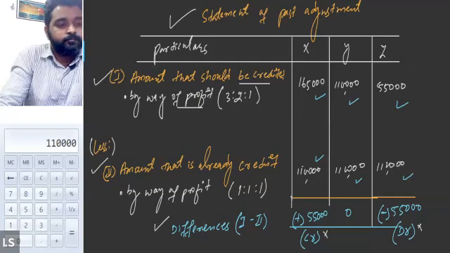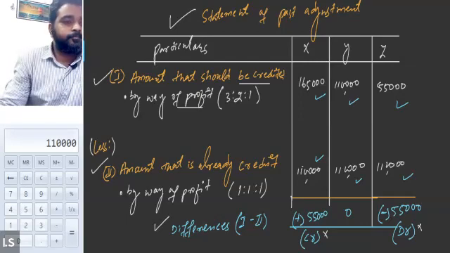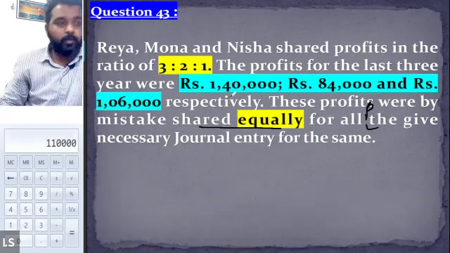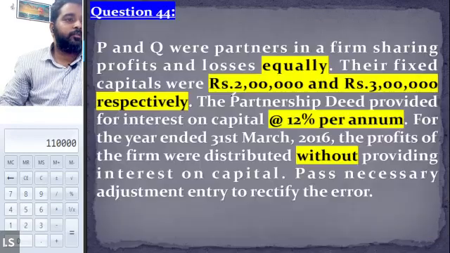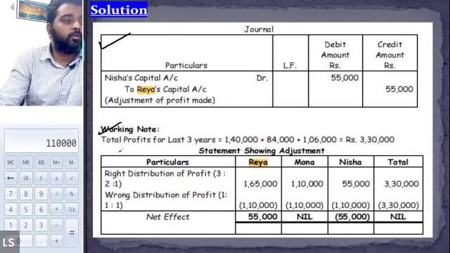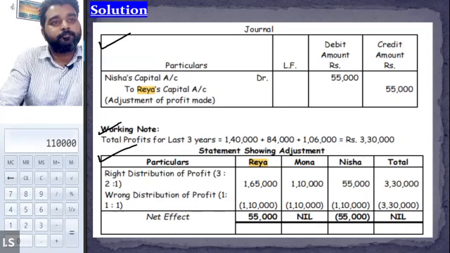Aman and Halima, is this clear to both of you? Yes, sir. Okay, now I want both of you to write down the solution. So this is the solution of the question. First of all, pass this general entry, and then in the working note section, prepare the statement of adjustment. Do it quickly. Okay, sir.